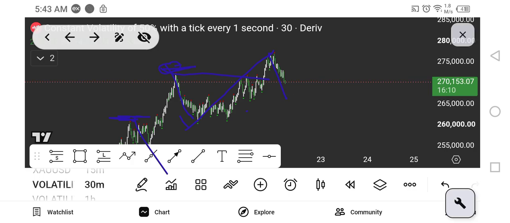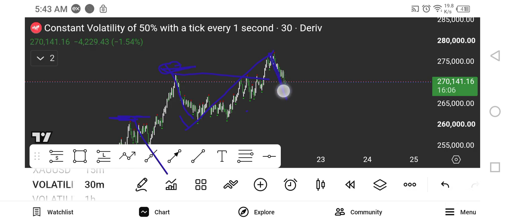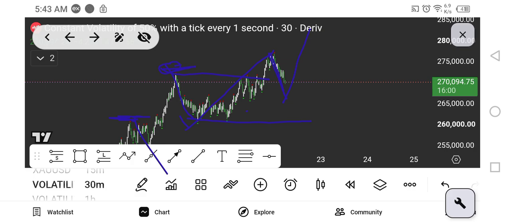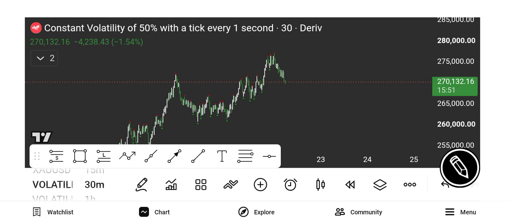What is our expectation? Our expectation is for price to come down here and then respect this low, then continue upward. That is just the logical thing to expect of price, because like I said before, we are bullish on Volatility 51S.